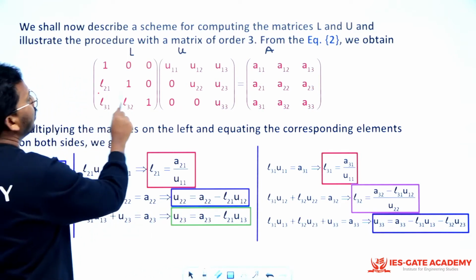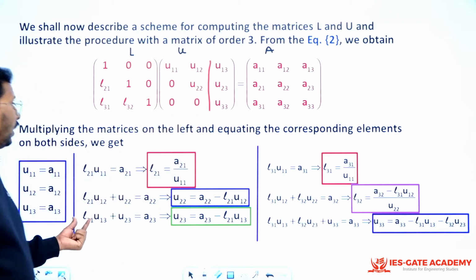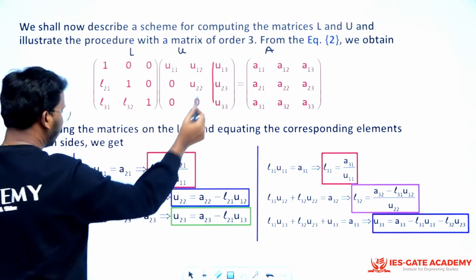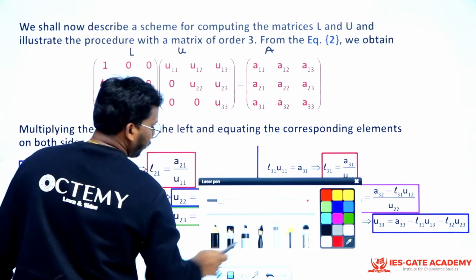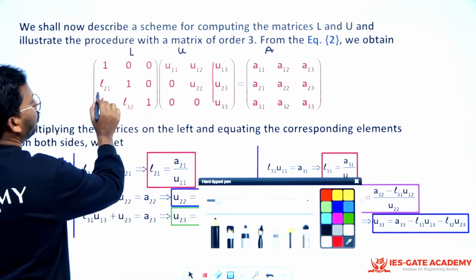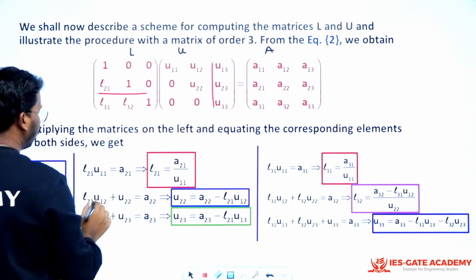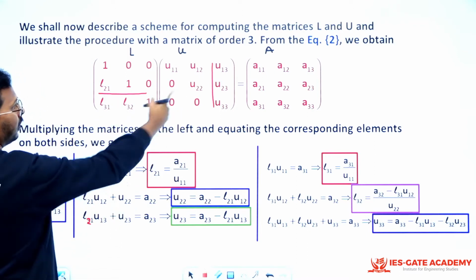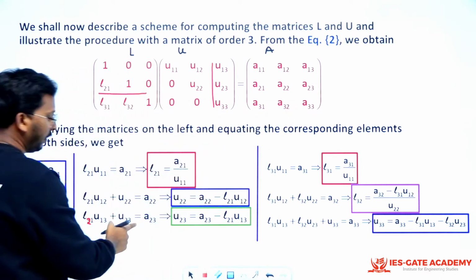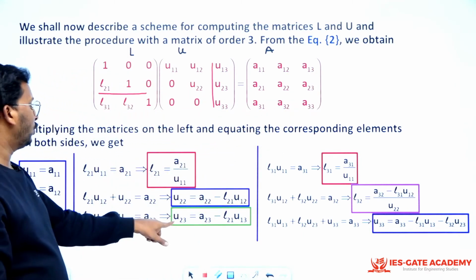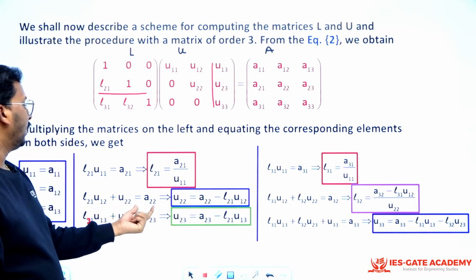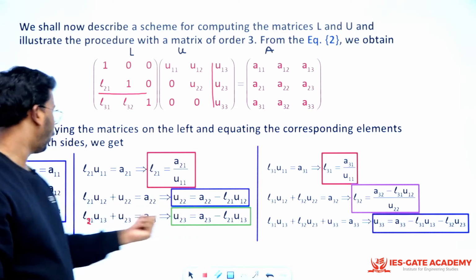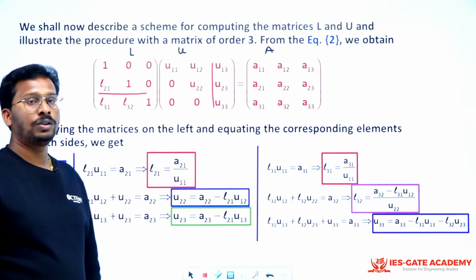Similarly from this and this, what will you do, sir? L31, this into this. When you do this into this, that should be L21 U13 plus U23 is equal to this last element A23. So from here you will get U23 is equal to A23 minus L21 U13. A23 we know, L21 we just found, and U13 we know from here. So you will get your U23 from here.